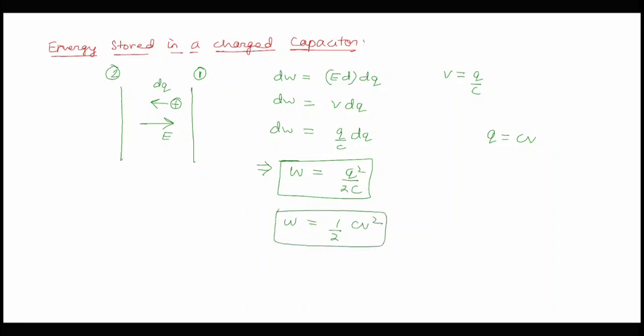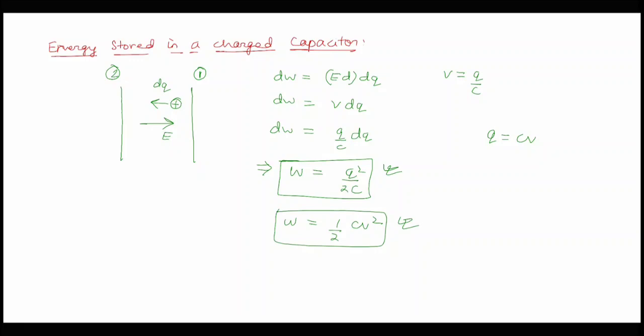So the work done at the expense of the chemical energy of the battery is stored in the capacitor in the form of electrostatic field energy having value Q square by 2C, or half CV square. Now over here I would like to add a point as to when we use this formula, or when we are going to use the other one, that is half CV square.